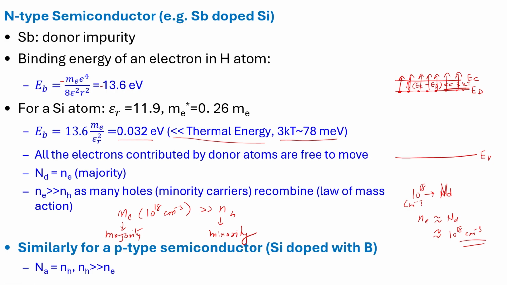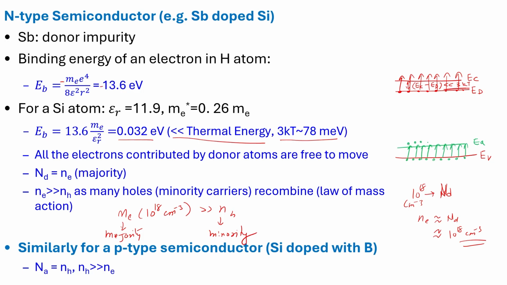Similarly, for a p type semiconductor, if you add a lot of dopant elements, the impurity concentration is equal to the hole concentration, and hole concentration is much larger than electron concentration. So for a p type semiconductor, you will create an energy level somewhere here. This is EA, and if it is close enough, then electrons here will be able to get excited to the acceptor level, all of them.